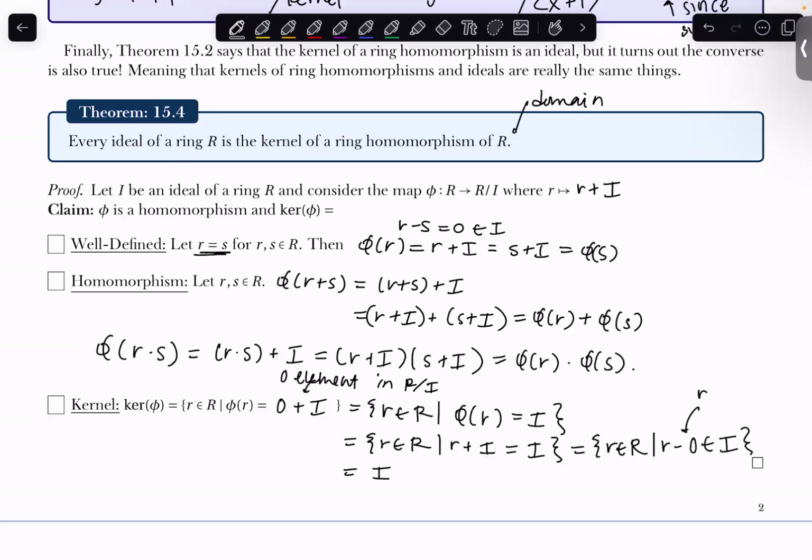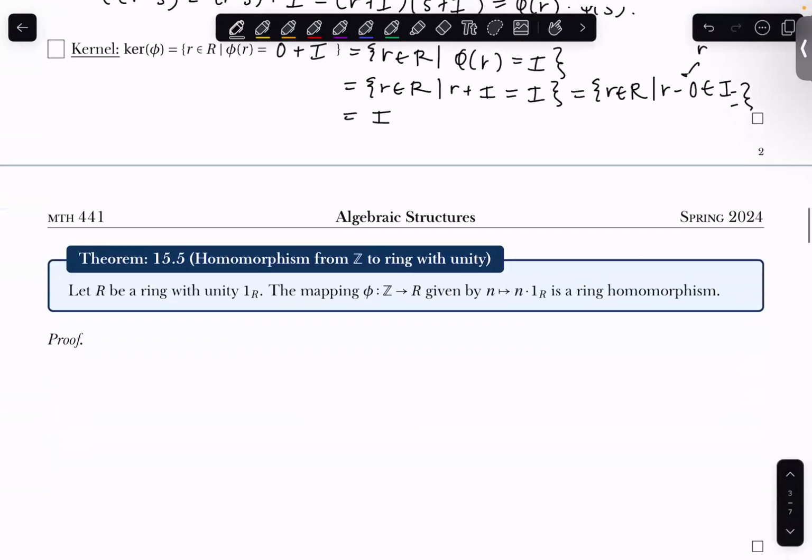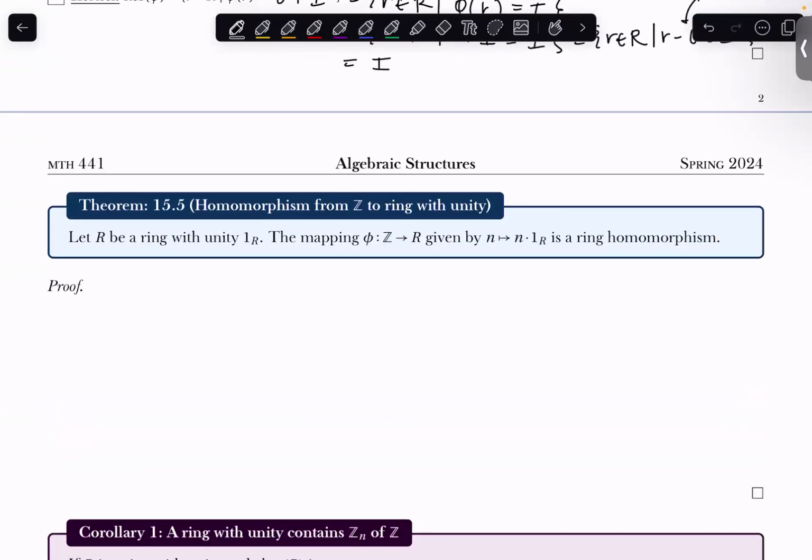Okay, so let's look at our next theorem here, which tells us about homomorphisms from integers to rings with unity. So here, if we let R be a ring with unity, and let's call that unity 1 sub R, we're going to look at the map that goes from the integers to R, given by this specific mapping. So every integer is going to be sent to adding 1 to itself that number of times. This doesn't really mean multiply because I don't know that I have this element in my ring. This is shorthand for saying addition over and over again.